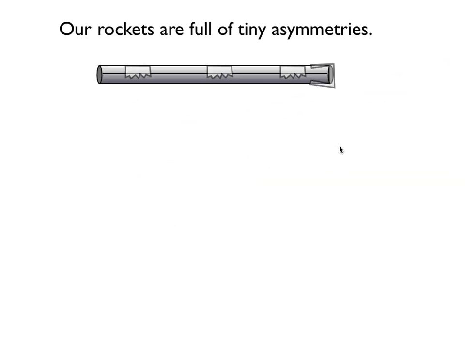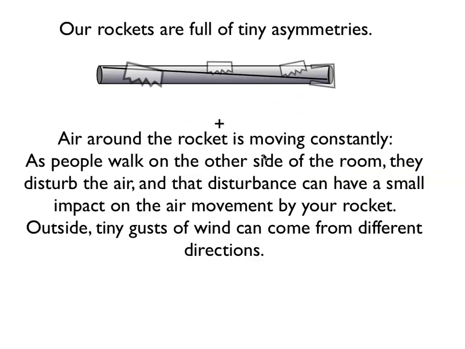So our rockets are full of tiny asymmetries. It wasn't just that one. You know, we have, oh, we didn't fold it quite right. The tape over here is like this, the tape's like that. And you put all those things together and you get differences. But then, of course, there are even other differences that we haven't talked about that don't have anything to do with your rocket. The air around your rocket, that air that's going to be interacting with the rocket as it goes up, as it crashes in, that air is moving constantly as well, and it's not always moving the same way. So let's say somebody on the other side of the room walks a little bit.